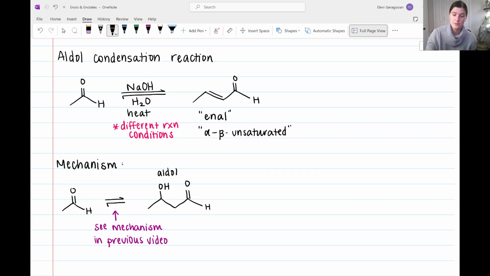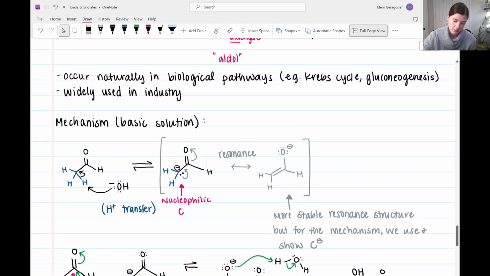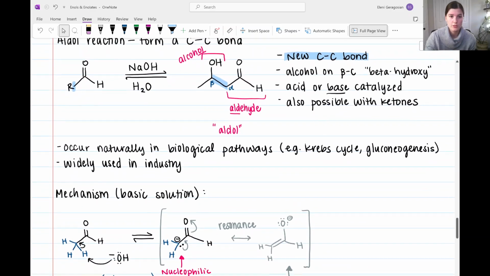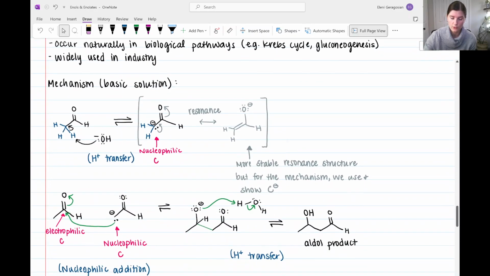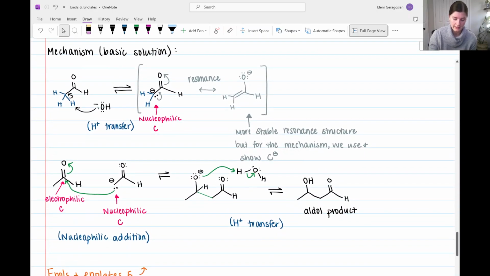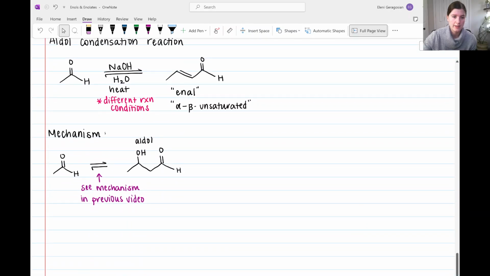So in the previous video, I can just scroll up real quick. We show the mechanism to start with an aldehyde and form the aldol. We first form an enolate, and then right here, nucleophilic addition, we're showing the enolate ion adding to the carbonyl of another aldehyde, and then we do a proton transfer to get the aldol product. So that's what we're representing by this first set of arrows here. See the mechanism in previous video for that.